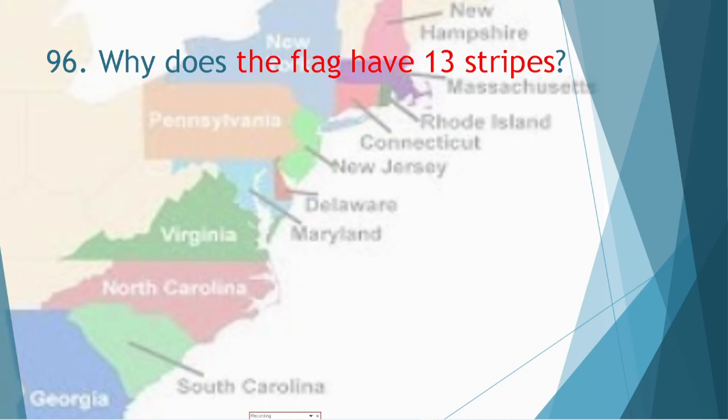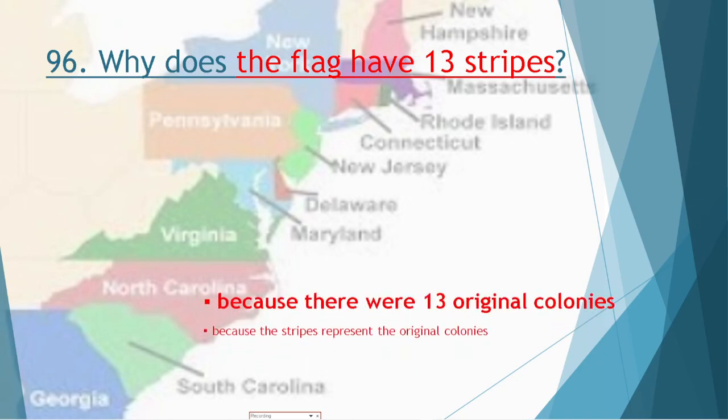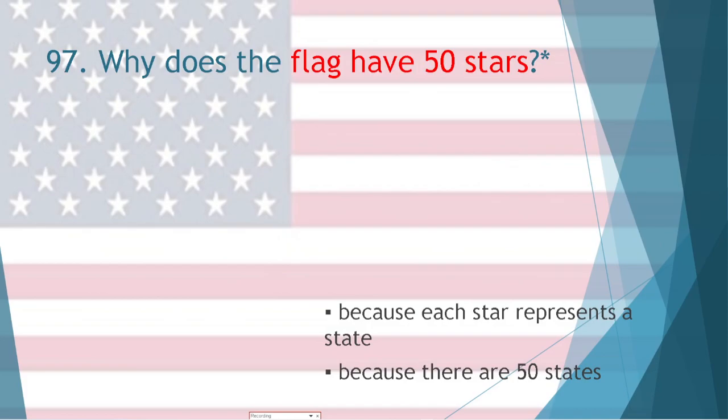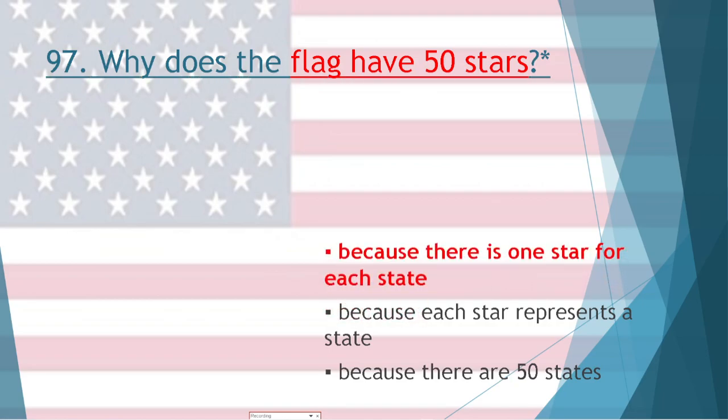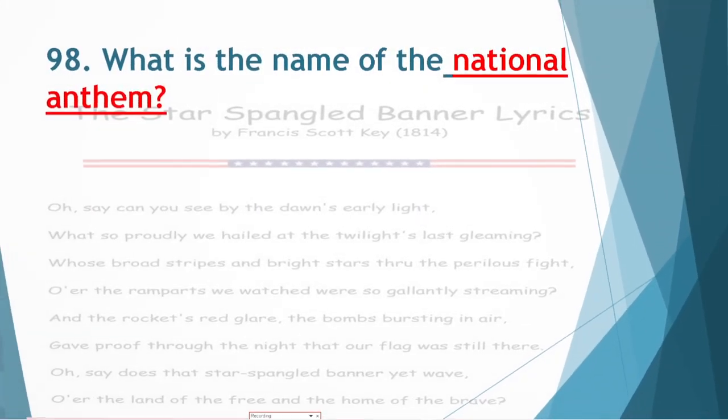Why does the flag have 13 stripes? Because there were 13 original colonies. Why does the flag have 50 stars? Because there is one star for each state. So 50 states, 50 stars.